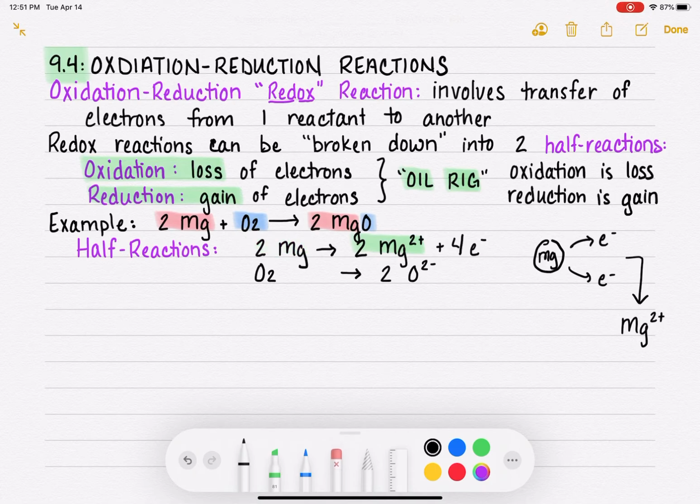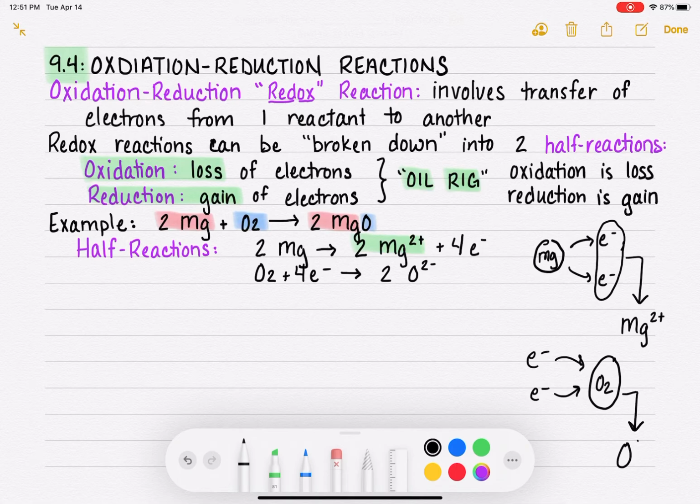And then likewise down here with oxygen, we are adding 4 electrons to the O2 molecule to produce the oxide ions. So these electrons over here that are produced, they are being added to the O2 molecule and turning it to the oxide ions. So those are our half reactions.